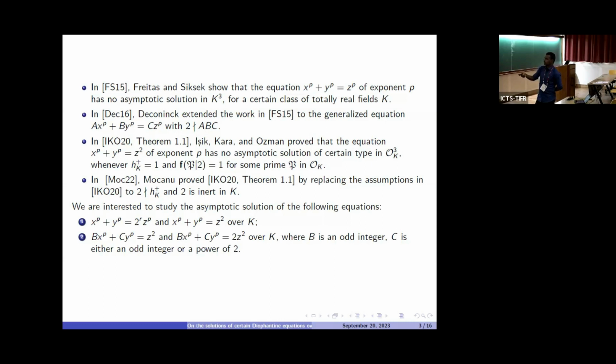Next we'll study the equation b x to the power p plus c y to the power p equal to z square, that is generalized Fermat-type. Here we are taking b an odd integer and c either an odd integer or a power of 2. Basically, we are covering the odd case, and the case where one constant c is even. And then we also study the equation b x to the power p plus c y to the power p equal to 2 z square, so here the coefficient is 2, over a totally real field K.